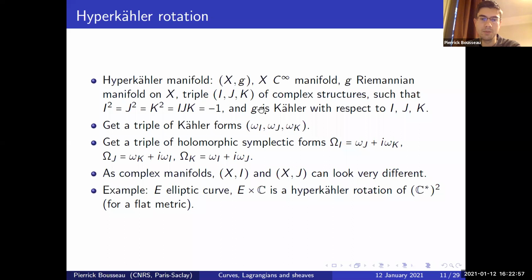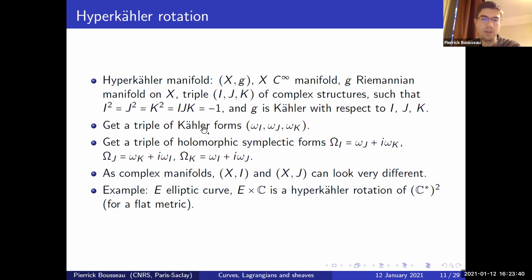And the last condition is that this metric g is Kähler with respect to each of these complex structures I, J, and K. In particular, you get the triple of Kähler forms, omega I, omega J, omega K, which are the Kähler forms of g with respect to the complex structures I, J, and K. And you similarly get a triple of what I call holomorphic symplectic forms. So you get big omega I, which is omega J plus i omega K, which is holomorphic in the complex structure I. And similarly, you get big omega J, which is holomorphic in the complex structure J, and big omega K, which is holomorphic in the complex structure K.